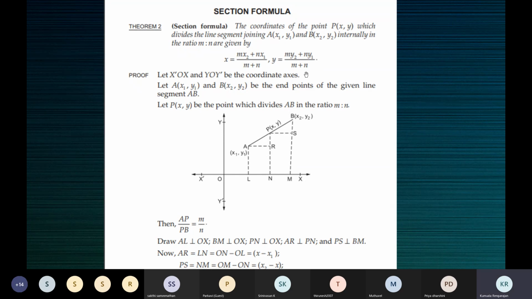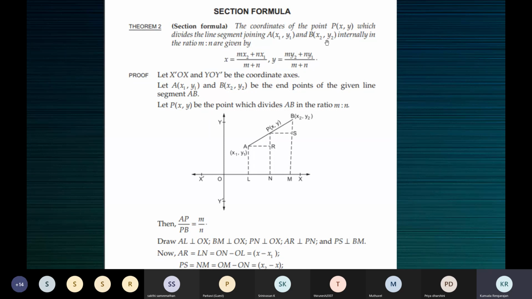So let's see how the formula is derived. You see here the section formula: the coordinates of the point P(x, y), which divides the line segment joining A(x1, y1) and B(x2, y2) internally. Internally means P lies on the join of AB. There is also something called external division, where P will lie on AB produced. When you produce a line segment AB, we don't have that in our syllabus.